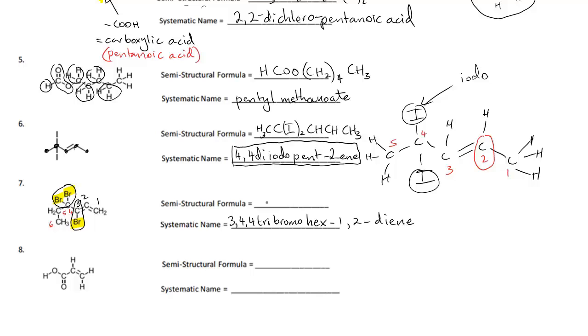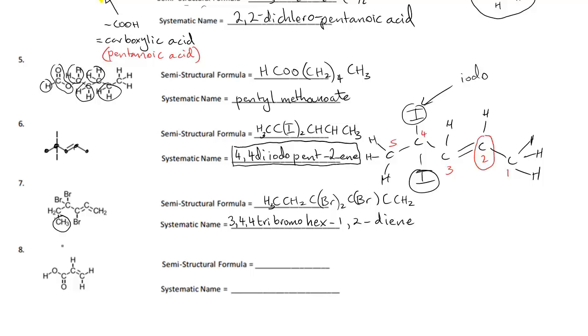Now to give the structural formula, I'm going to start off from right here, and then followed by CH2, then followed by CBr2, CBr. You can show that it's a functional group, and then CH2. So that's the semi-structural formula.